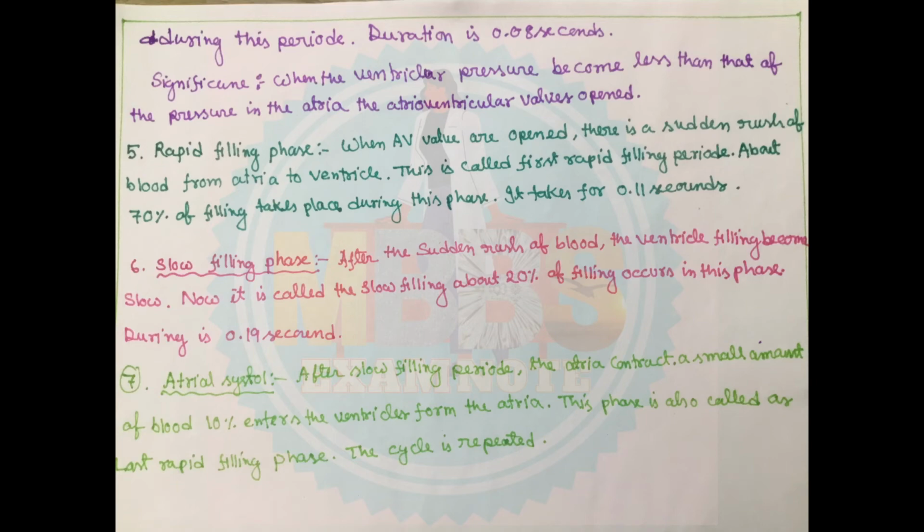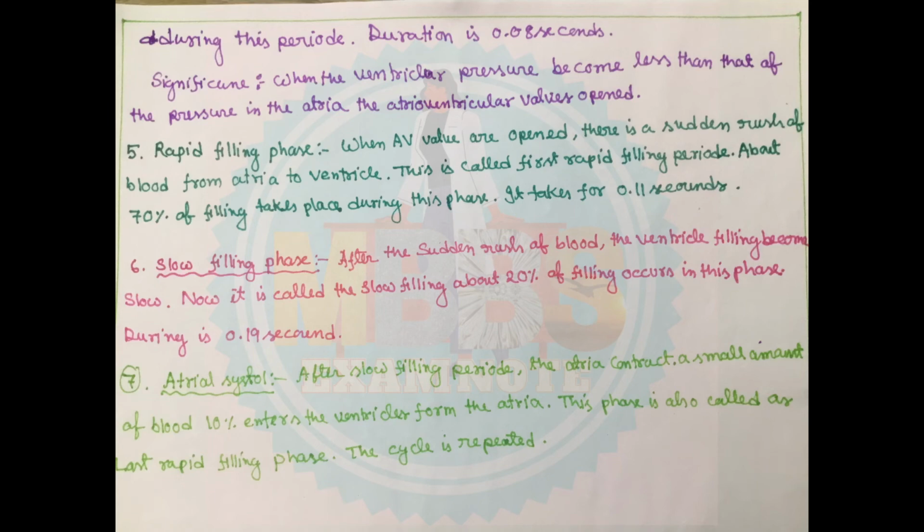Then rapid filling. When the atrioventricular valves are open, there is a sudden rush of blood from the atria to the ventricles. This is called the first rapid filling period. About 70% of filling takes place during this period. It takes 0.11 seconds.